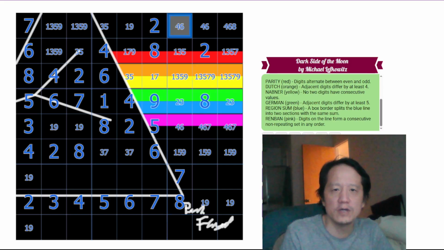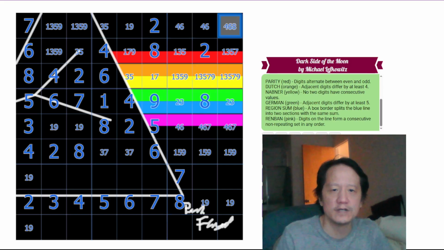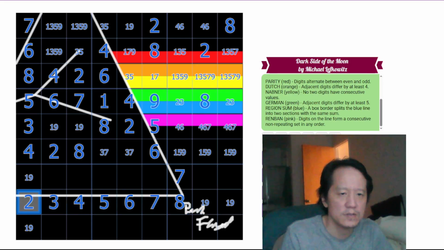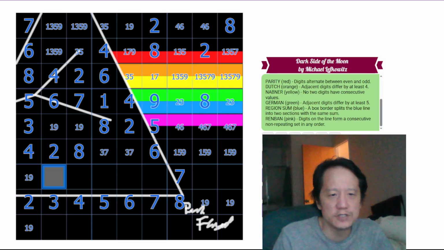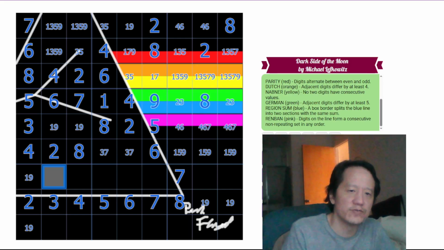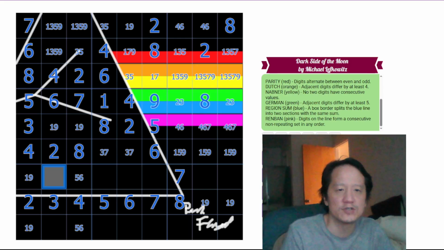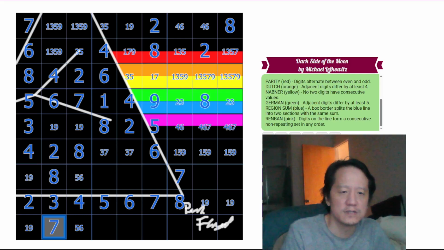Eight cannot be here. Where is the 8 in row 1? It has to be here. So this is 8. What are the remaining digits in box 7? We have 5, 6, 7, 8. This can't be 7 or 8. This can't be 7 or 5, 6 because of the 5, 6 pair in the row. So this must be 8. This is 7.